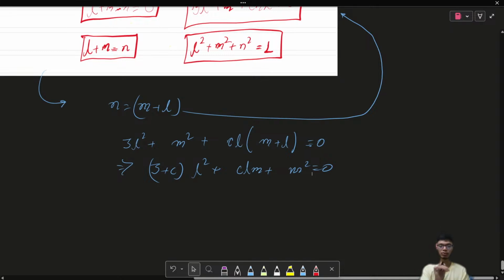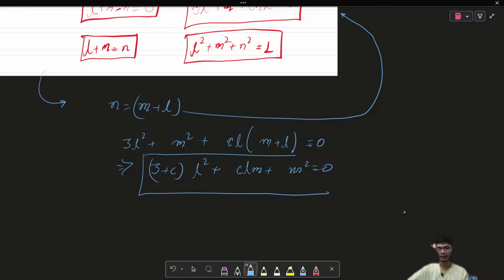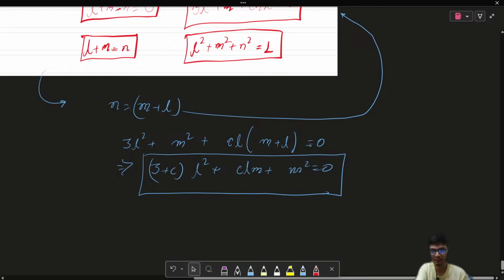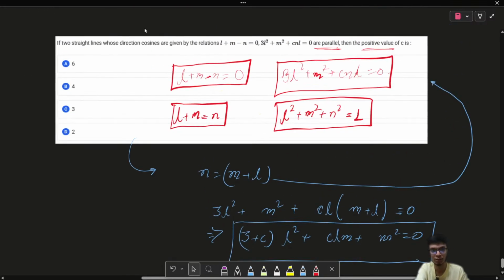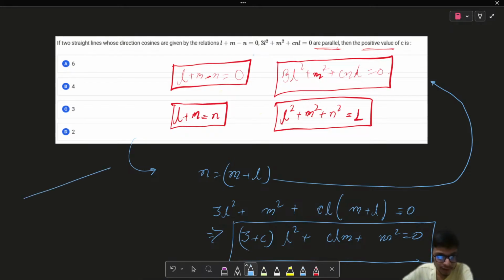Now first of all, what you try to understand from here is that this is an equation in L and M. Now, I know that these two straight lines, having direction ratios or direction cosines L, M and N, are parallel lines. So whenever two lines are parallel, if I have this line as a vector, then the parallel line will have some lambda times that vector, right? So any scalar multiple of that particular vector will give me a parallel vector.